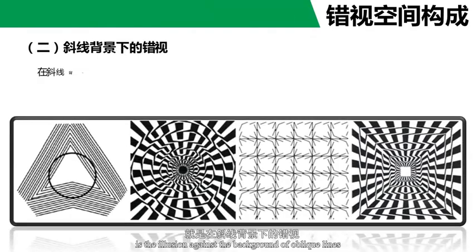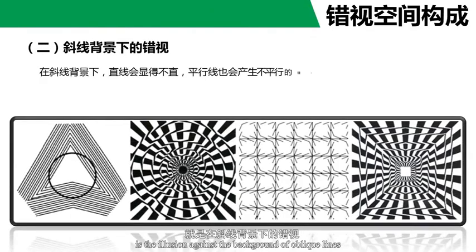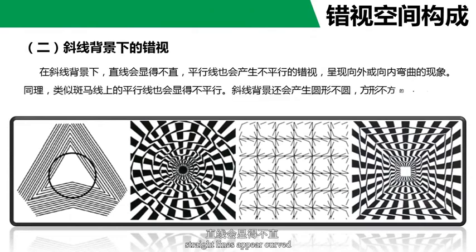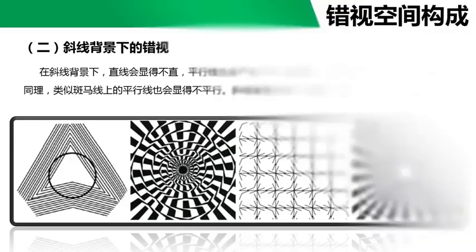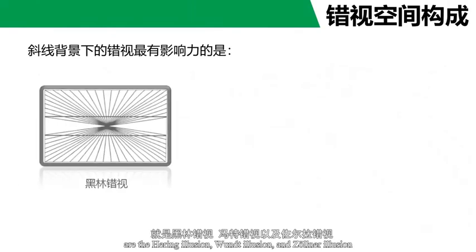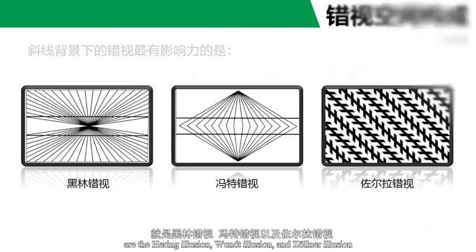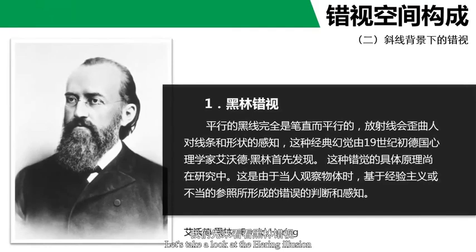The second type of the line optical illusion is the illusion against the background of oblique lines. In this kind of background, straight lines appear curved, and parallel lines appear non-parallel and seem to be bowed outwards or inwards. The most famous examples of this illusion are the Hering illusion, Wundt illusion, and donut illusion. Let's take a look at the Hering illusion.